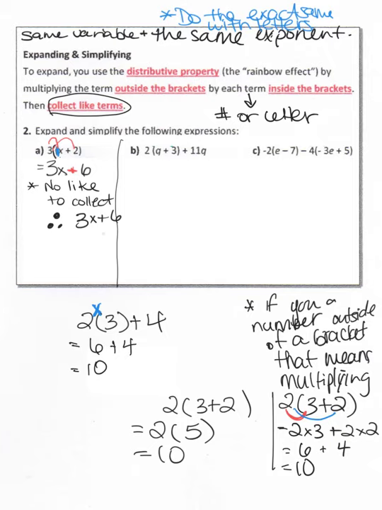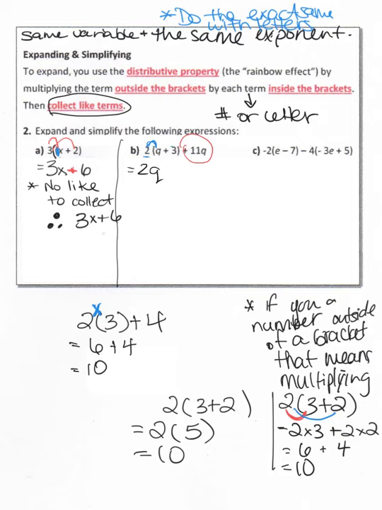Okay, awesome. So now let's look at B. So in B, it's a little bit more complicated, but that's okay. We can deal with this. So the first thing that we're going to do is forget about this 11Q until the very last step. So we're just going to put this in our pocket. It's just going to sit there for a second. So here I have a 2 outside of my bracket. I'm going to make my first rainbow here. So 2 times 1Q is going to give me 2 Qs.